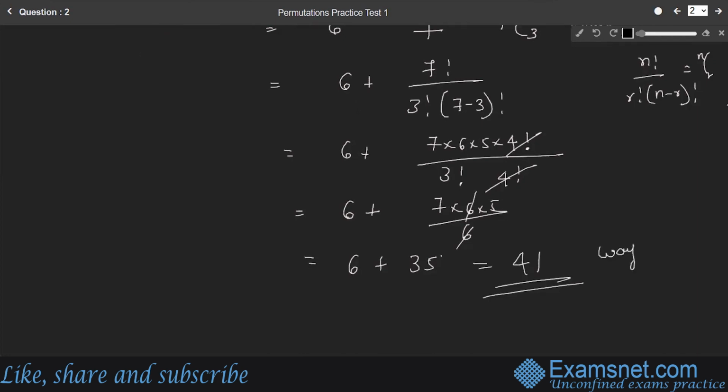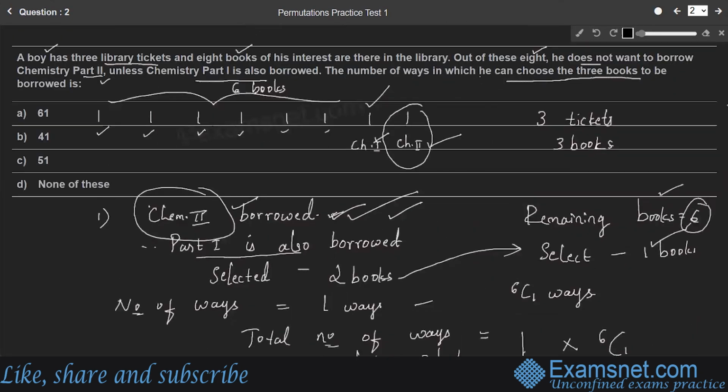Therefore, in 41 ways the boy can select 3 books. With 3 library tickets, he can select 3 books out of 8 books in 41 ways, right? Here, the condition is that he cannot borrow the chemistry part 2 book unless chemistry part 1 is also borrowed. Therefore, the answer for the given question is 41, option B.